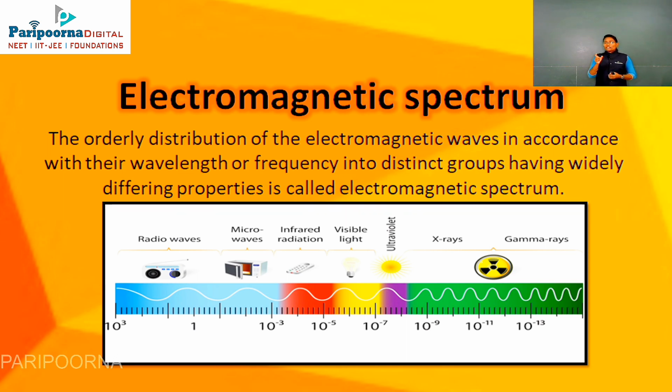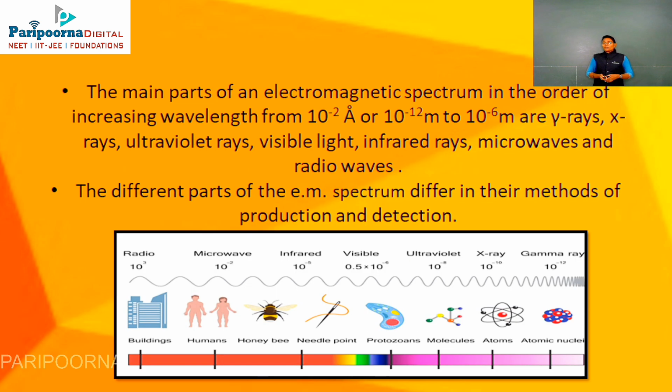For a particular range, it is radio waves, microwaves, IR radiation, that is infrared radiation, visible light, ultraviolet, X-rays and gamma rays. The violet color is near the ultraviolet rays, which are harmful to us. For every wavelength and frequency, its properties will differ. That is the electromagnetic spectrum.